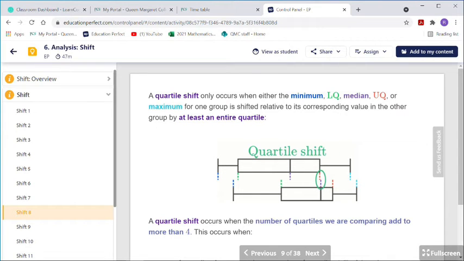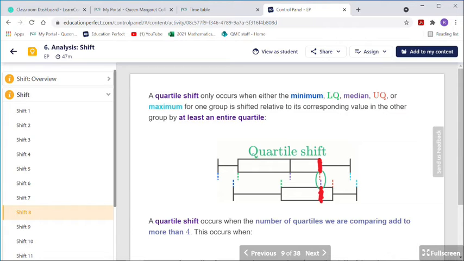All right. So do you see now this median is bigger than the upper quartile? That tells you that there's a quartile shift. So the median is bigger than the top of that. So the middle of that one is bigger than the top of the other one. That means there's a quartile shift. Just having overlap doesn't mean shift.